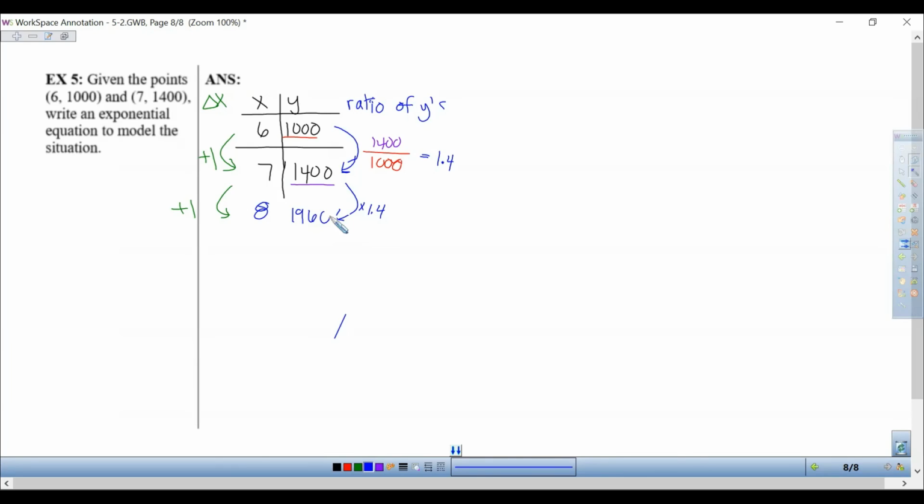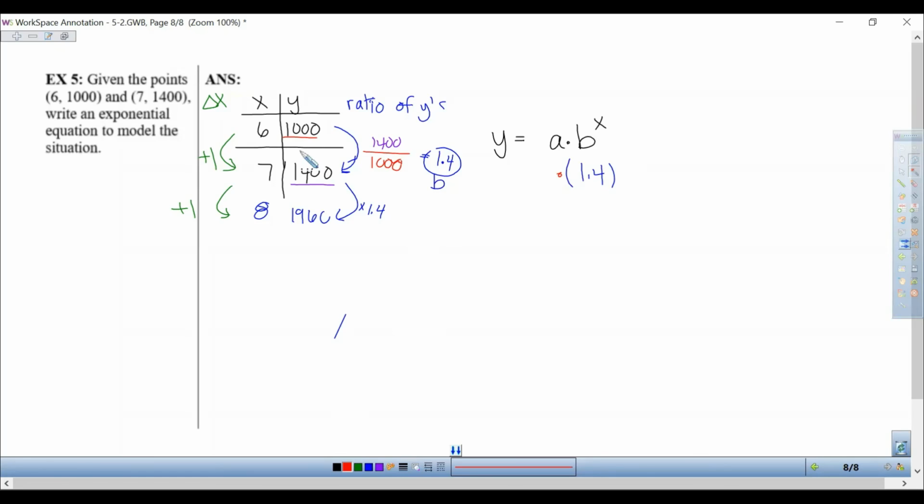So this question is asking us to write a model. And so what we can do is think about what we know. We know that an exponential model is y equals a times b to the x power. Okay, so b is our ratio of our y, so b is 1.4. A, remember, is our initial amount always. And so I can't find that until I know something about the points.